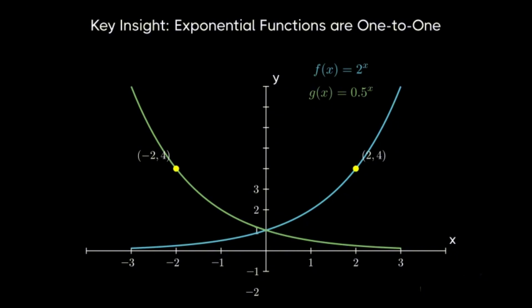Think about it. If the same base raised to different powers gives the same result, those powers must be equal, precisely because exponential functions are one-to-one.